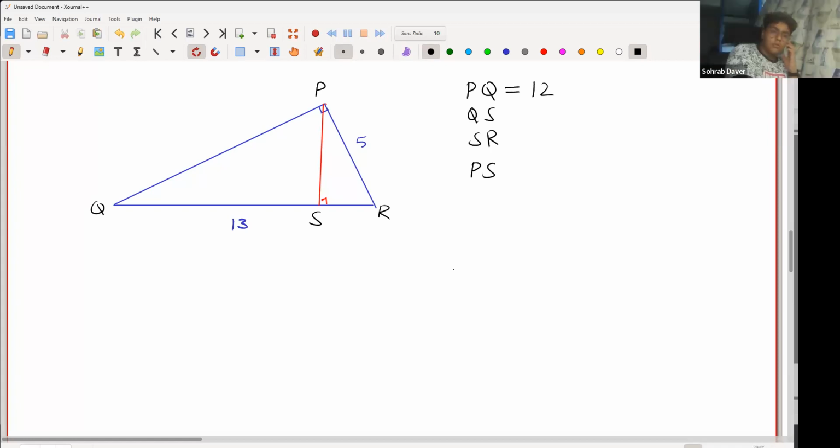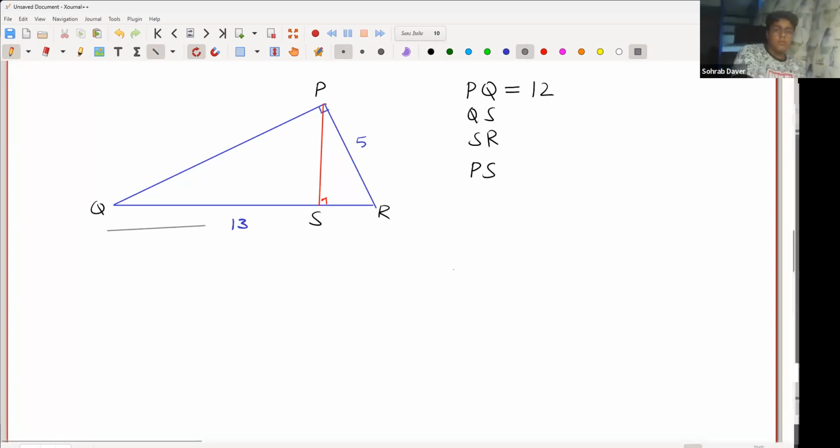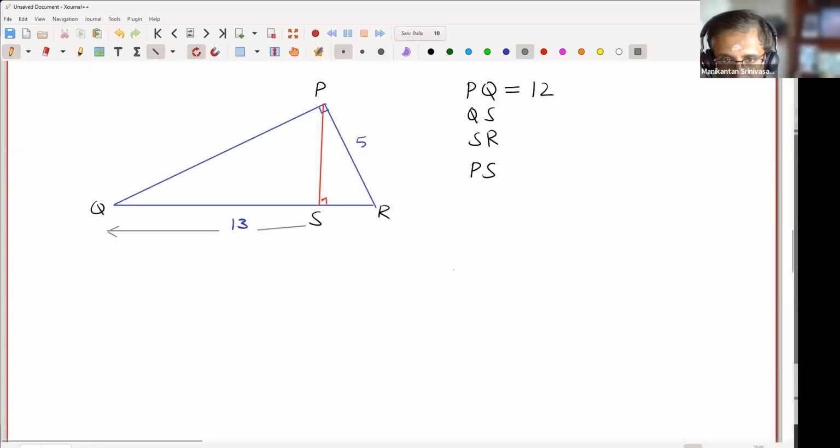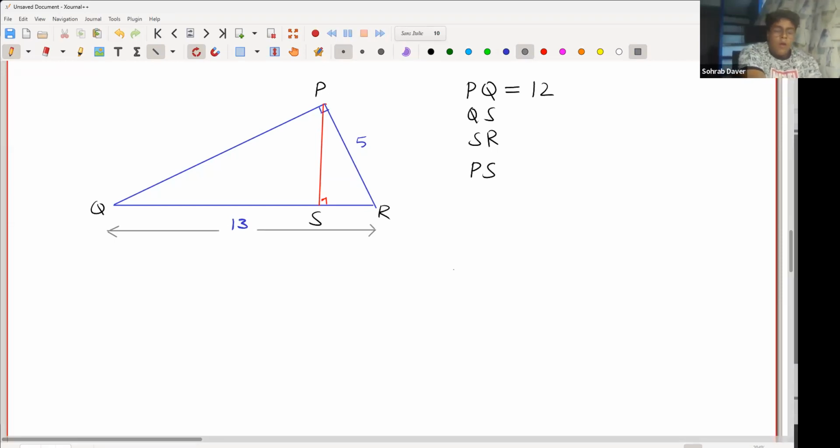Saurabh? Go ahead, Neve. You have written QS, but isn't QS already given? No, sorry. When I say 13, 13 is the entire thing, all the way from here to here. It's always a little unclear. In fact, that's how you got this as 12, right? Otherwise, if you thought QS was 13, then how would you have figured that PQ is 12? I got confused at first. That's fine. Thanks for asking that question.